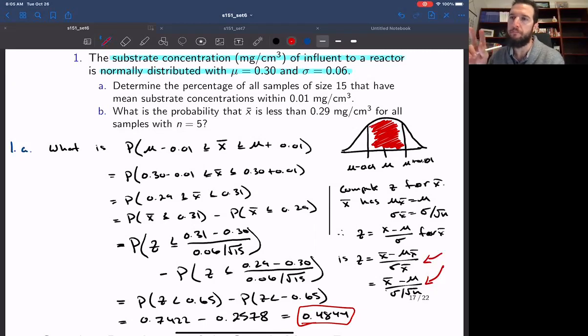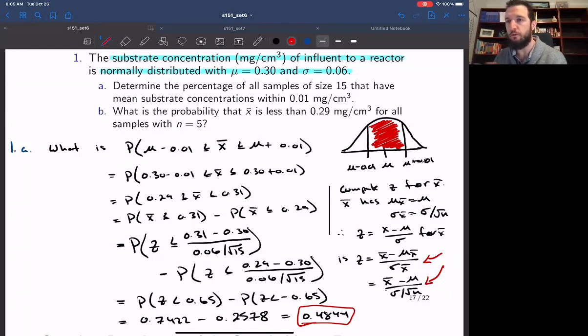Effectively, you can think of it as a second Z-score formula. So we have 2 Z-score formulas. We have X minus mu over sigma. And now we have X bar minus mu over sigma divided by the square root of n. So in terms of keeping them straight, when we want to standardize a single value X, we subtract mu and divide by sigma. When we want to standardize a sample mean, X bar, we subtract mu and divide by sigma over the square root of n.